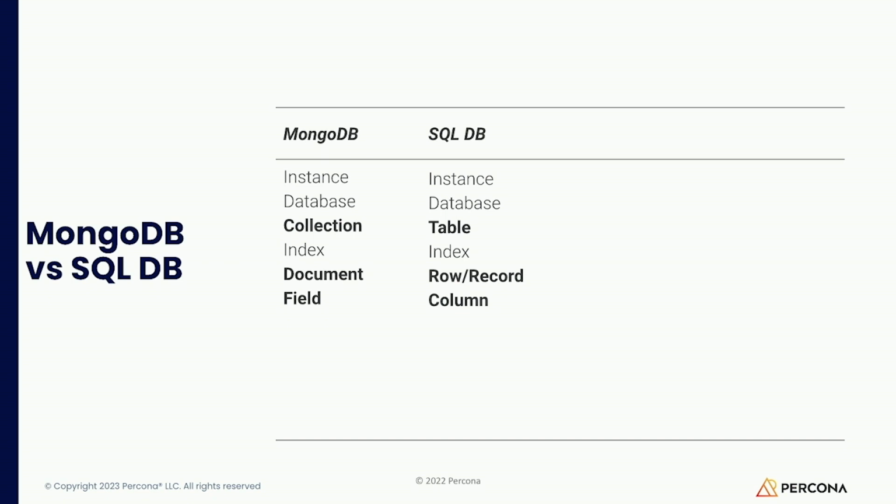Here's a comparison between MongoDB and the traditional SQL databases. Like I said, the instance is the instance everywhere, same as the database. The tables are called collections in Mongo. The indexes are the same. And then a row or a record would translate to a document in MongoDB terminology. Finally, the column is normally referred to as a field in MongoDB.